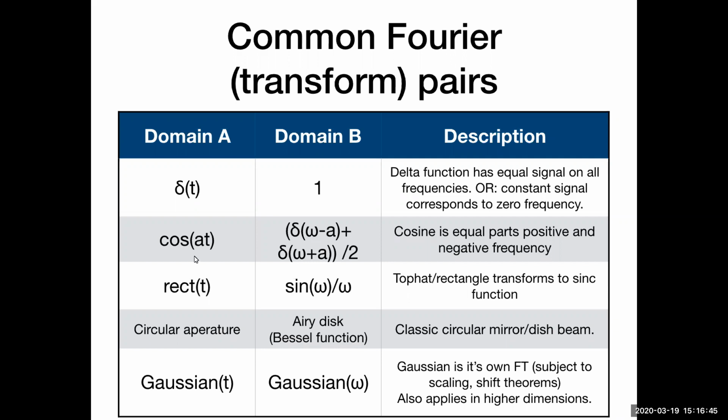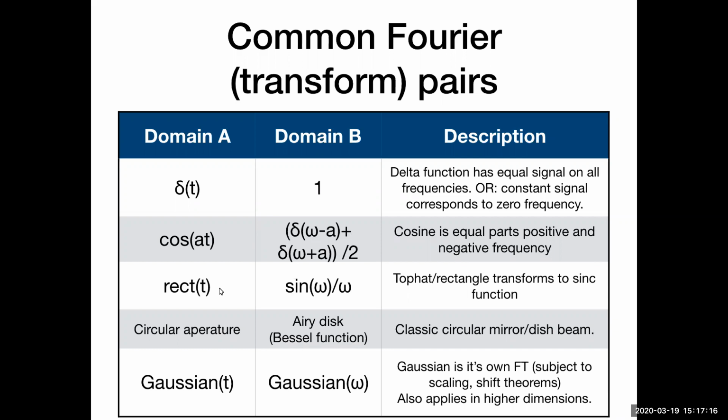Cosine transforms into two delta functions. And this one's easy to see if you remember how you can write a cosine as the sum of an exponential and a negative exponential. You have those two complex exponentials, and so you can see how you would build that as two Fourier components.